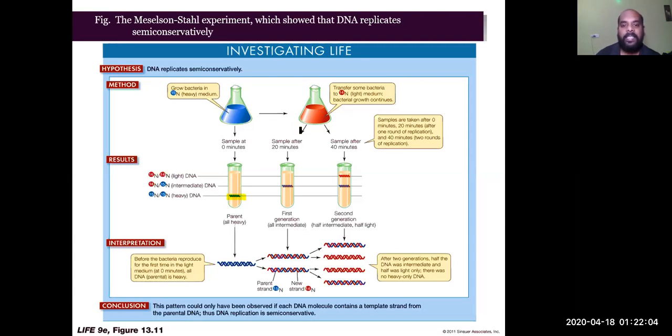So here we can see that after the replication process, they find one band that is intermediate, neither at the N15 position nor at the N14 position, but somewhere in between N15 and N14, and they called that band the intermediate band. Now let's see the interpretation.